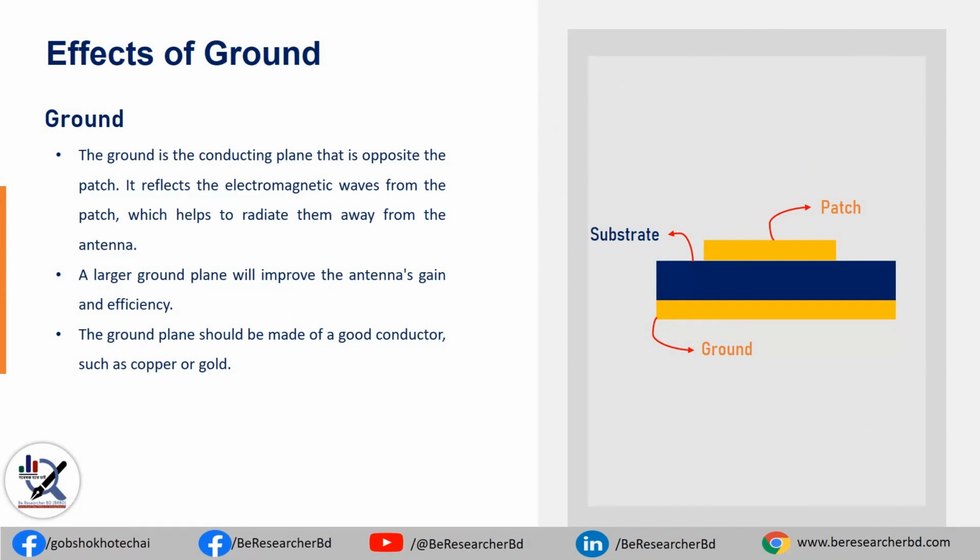It's time to focus on the effects of ground on the antenna performance. The ground is the conducting plane that is opposite the patch. It reflects the electromagnetic waves from the patch, which helps to radiate them away from the antenna. A larger ground plane will improve the antenna's gain and efficiency. The ground plane should be made of a good conductor, such as copper or gold.